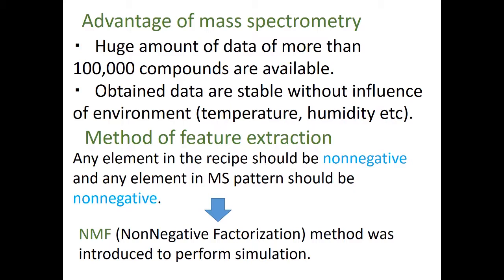And for the method of feature extraction, any element in the recipe should be non-negative. Any element in the MS pattern should be non-negative. So we use NMF, that is, non-negative matrix factorization. That technique is used. And so this is the example of mass spectrum.